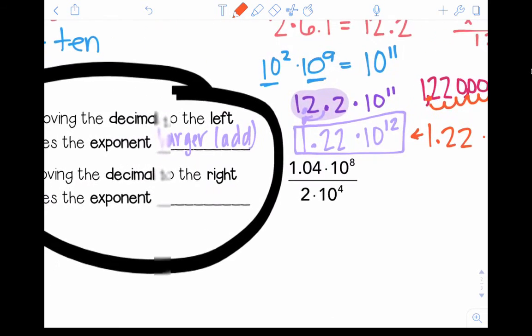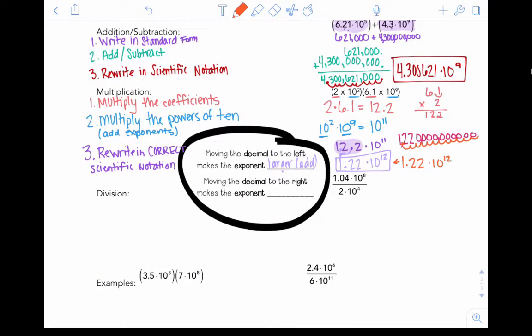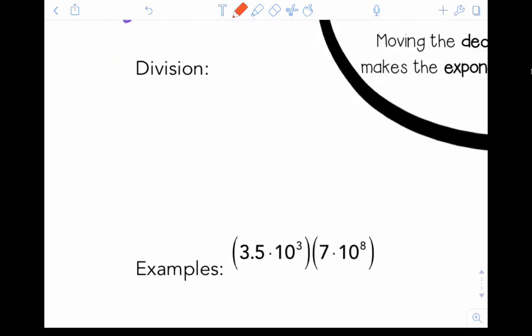All right, so once again, when you multiply, you multiply the coefficients, then you multiply the powers of 10 by adding the exponents, and then you rewrite in correct scientific notation. Now let's do some division.